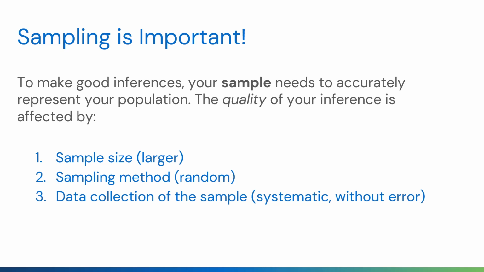So when moving from your population to your sample, you've taken a sample. Sampling is really important. Sampling is just the process of taking your sample through data collection, whether you do a survey, or you recruit people to participate and provide clinical data such as blood pressure or blood samples. To make a good inference, your sample needs to accurately represent your population. And so the quality of your inference that you make from that sample is affected by three very important things.